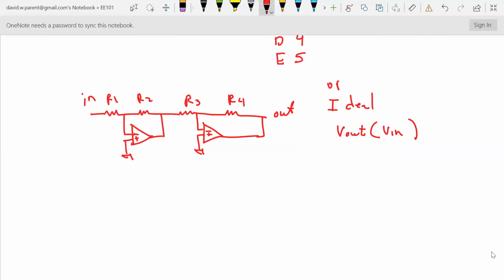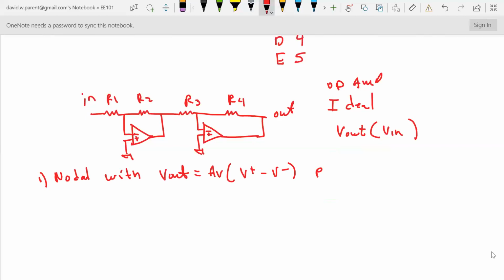So the op-amp is ideal. We want V out as a function of V in. So we have our choices. Nodal with V out equals A times (V plus minus V minus) V in. Prove V plus is very close to V in.